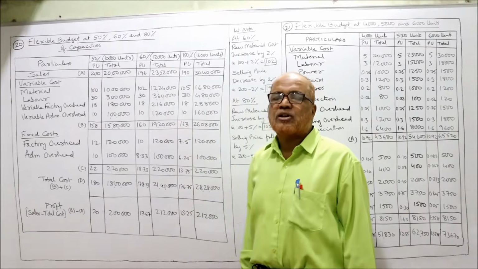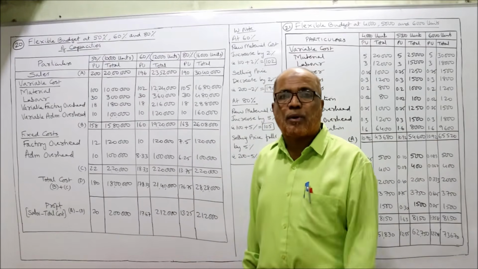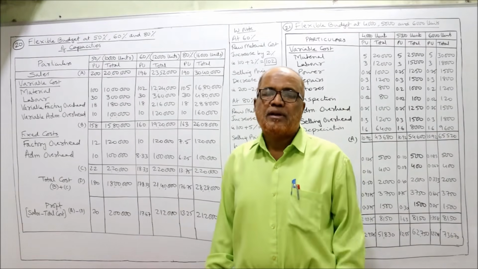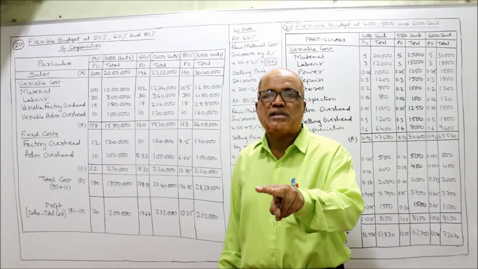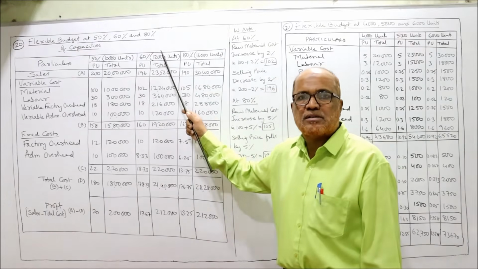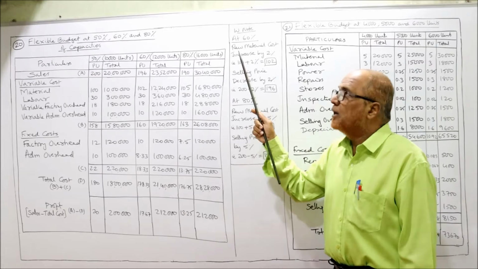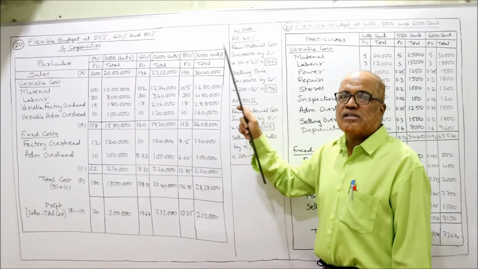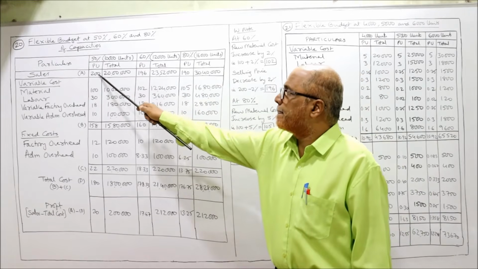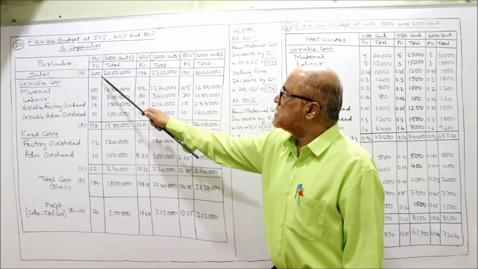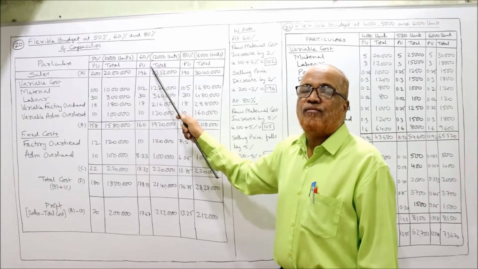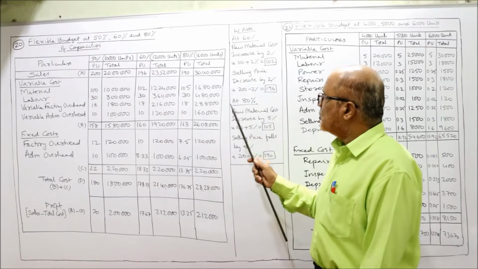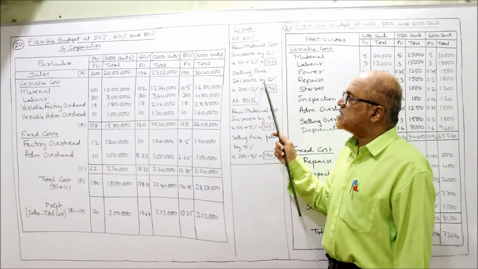Now when we increase the production to 60%, it is given in the problem that the selling price will fall by 2%. The selling price will fall by 2% when we make capacity 60%. So here in working notes, you can see selling price decrease by 2%.